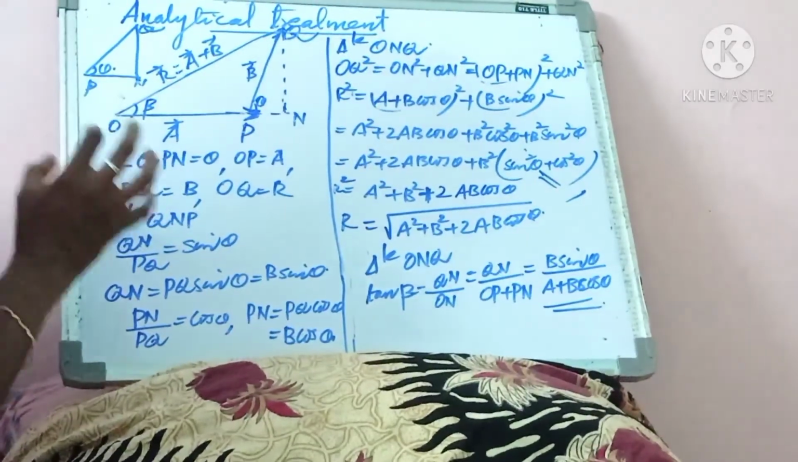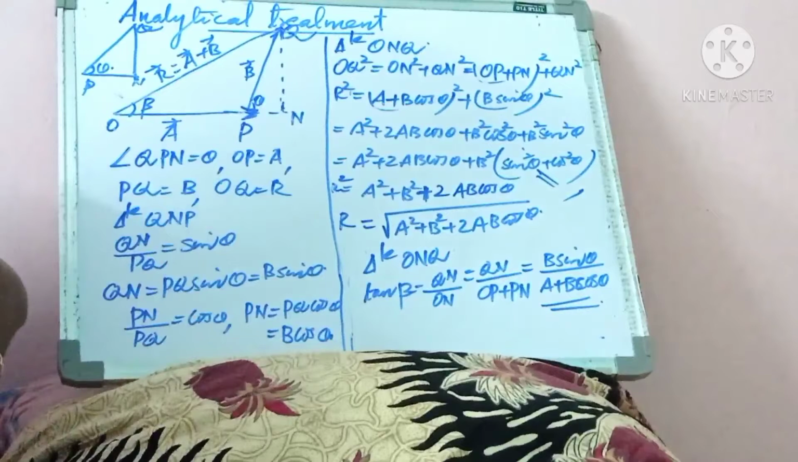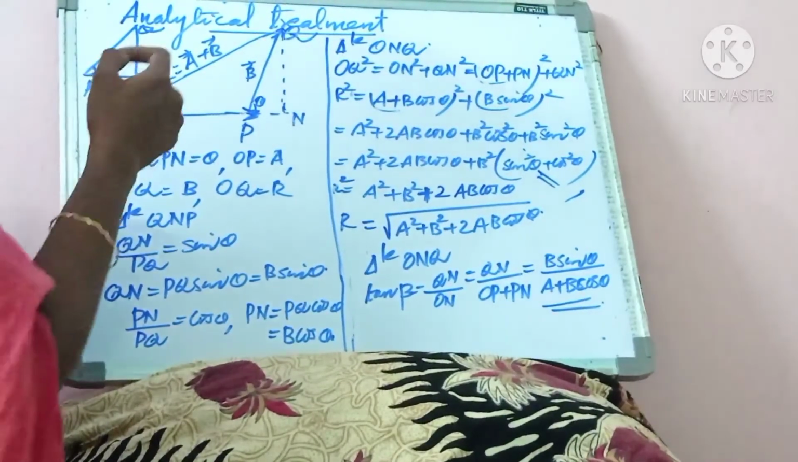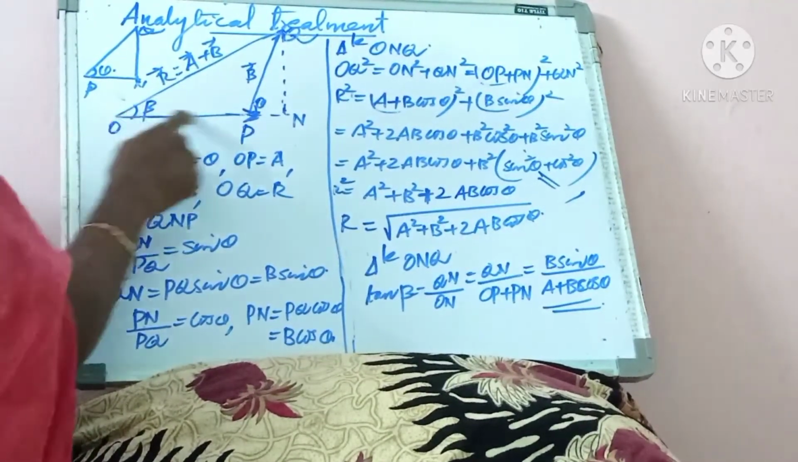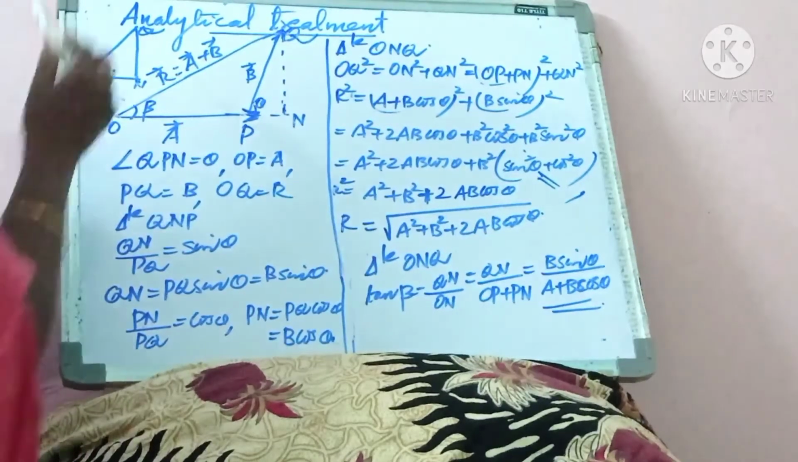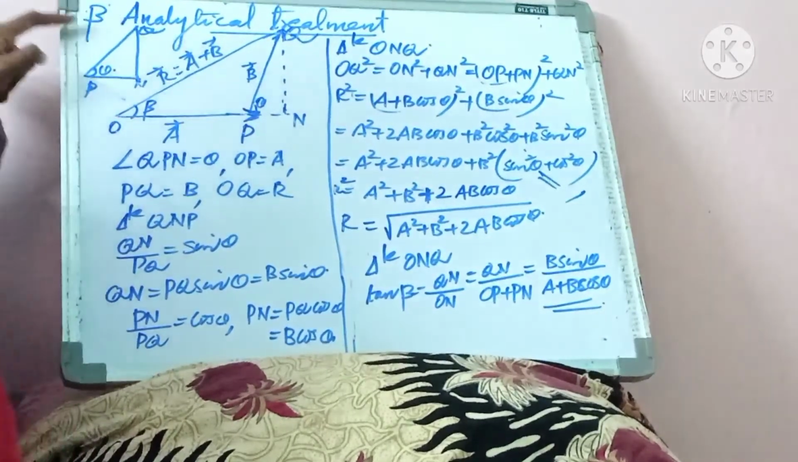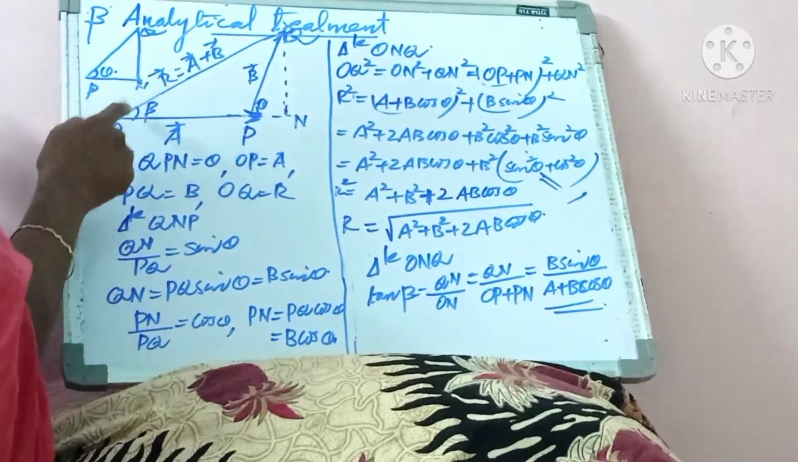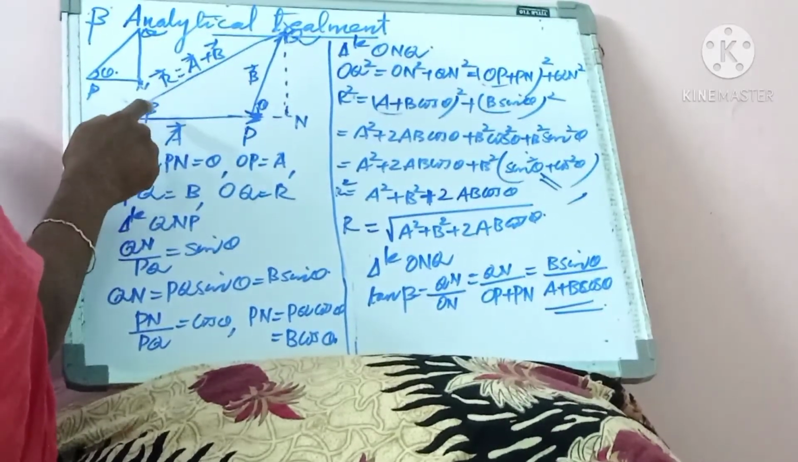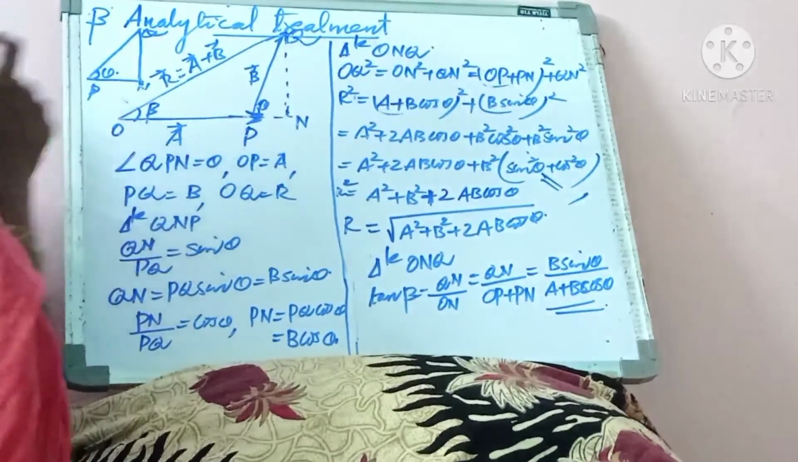Next, we can find the direction of the resultant vector R. Here the resultant vector R makes an angle beta with the vector A. We call this angle beta.